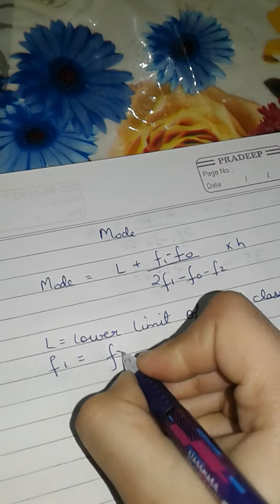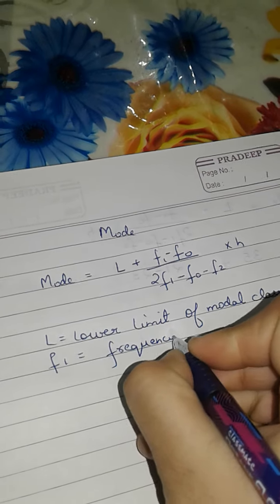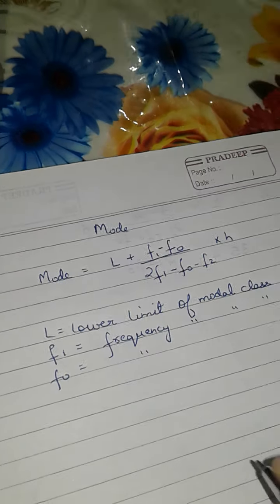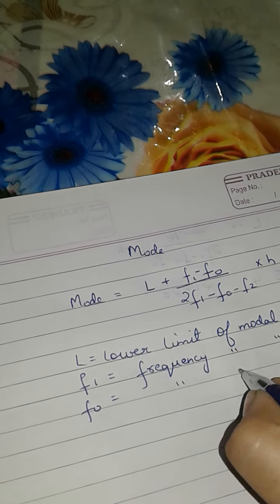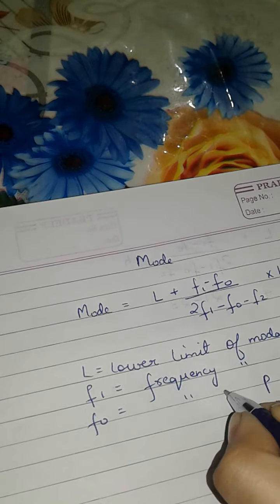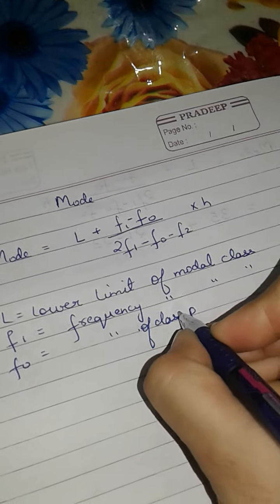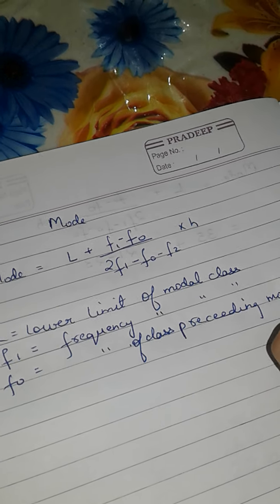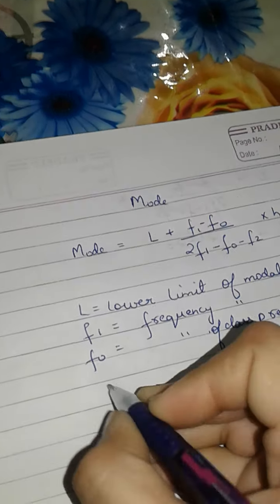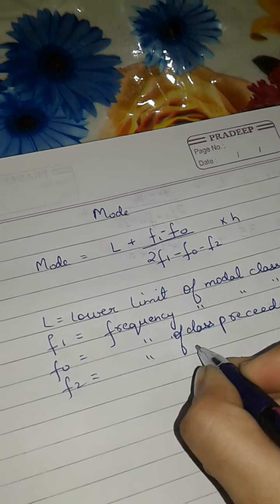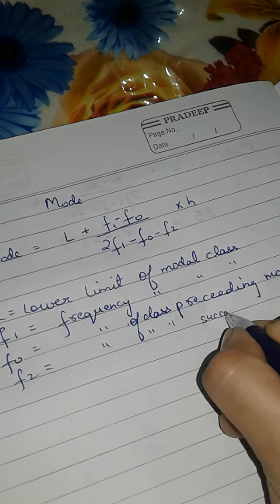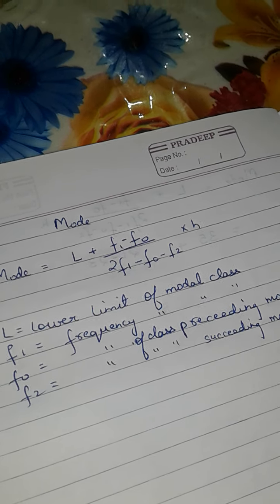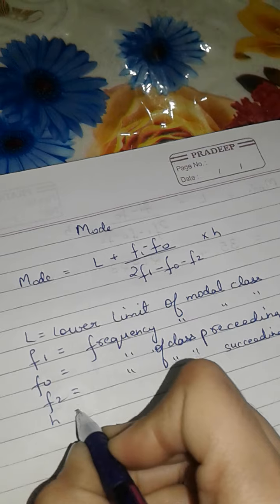F1 is the frequency of the modal class. F0 is the frequency of the class preceding the modal class. And F2 is the frequency of the class succeeding the modal class. And H is the class size.